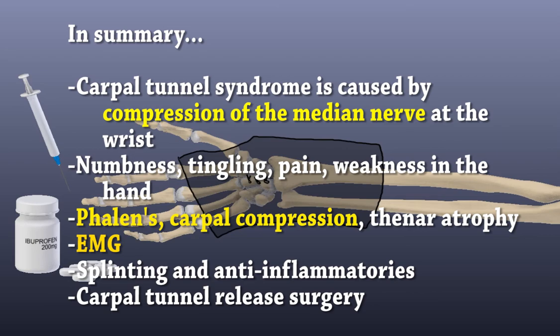The bottom line: carpal tunnel syndrome is caused by compression of the median nerve within the carpal tunnel at the wrist. Symptoms include numbness, tingling, pain, and weakness in the hand. Physical exam findings include increased numbness and tingling with Phelan's maneuver or carpal compression, and in more severe carpal tunnel syndrome, atrophy of the thenar muscles. The diagnosis is confirmed with an EMG. Mild carpal tunnel syndrome can be treated with splinting and anti-inflammatories. Carpal tunnel release surgery is effective, relatively safe, and has a short recovery period.